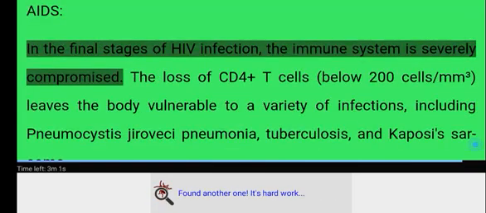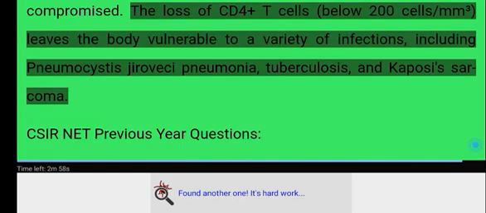AIDS. In the final stages of HIV infection, the immune system is severely compromised. The loss of CD4 plus T cells below 200 cells per cubic millimeter leaves the body vulnerable to a variety of infections, including Pneumocystis jirovecii pneumonia, tuberculosis, and Kaposi sarcoma.